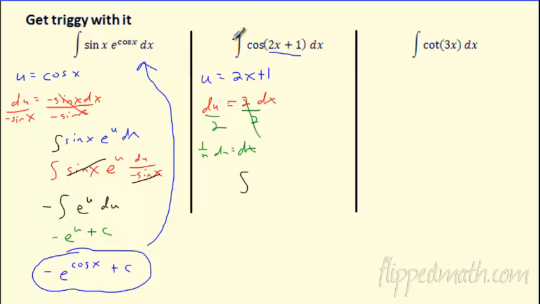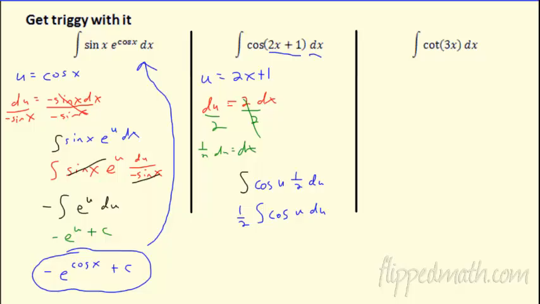And if I set this up, I'm going to say, yeah, it's the cosine of u, which is good. The dx is this 1/2 du, so that's good, so I replace that. And then what do I do? I just bring that 1/2 in front. And I'm good to go. Set that bad boy up.